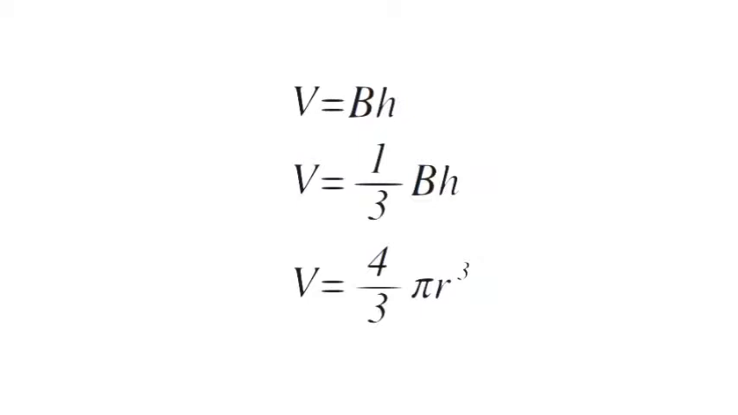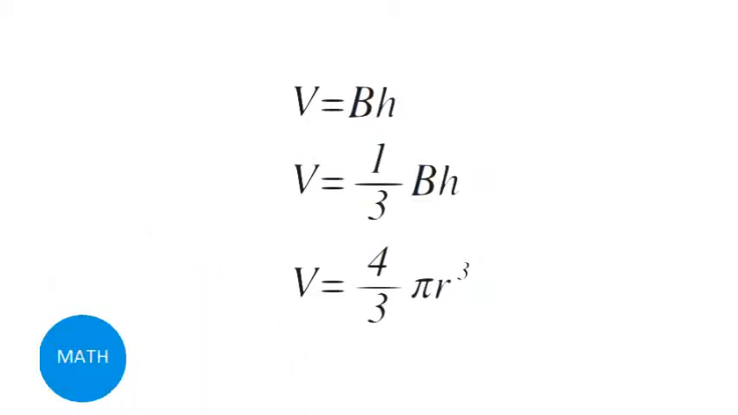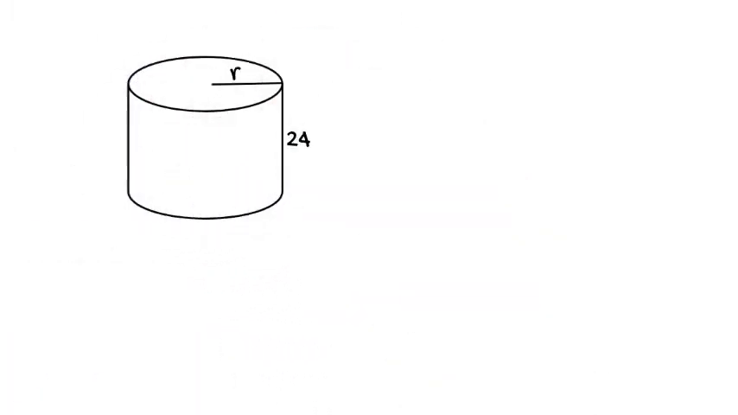It is important that you have these three formulas memorized and know which one to use when, otherwise you won't be able to solve these problems. Let's look at an example. Here we have a cylinder whose radius is unknown, its height is 24, and its volume is 379. Now for this example, I'm not going to be concerned about units.